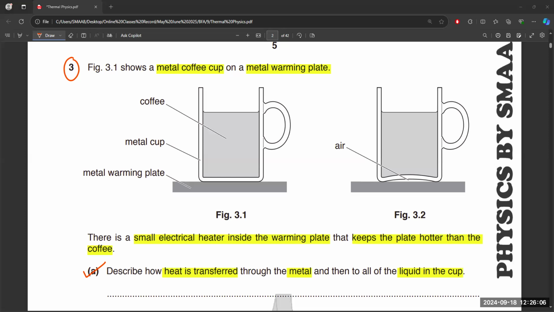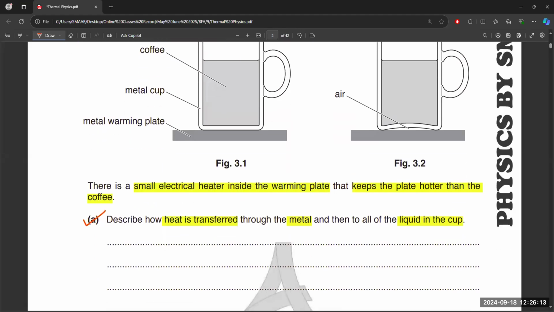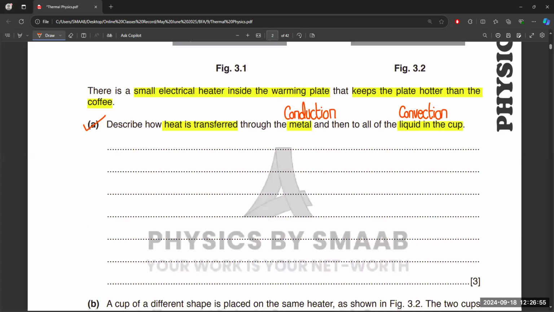So basically, it is very much clear. We all know that in a liquid, heat can only be transferred with the help of convection. And when we are talking about metal, metal is a solid. So which process helps you to transfer thermal energy through metals? Conduction. So first of all, the transfer of heat takes place by conduction, and then convection takes place to transfer the heat from the metal throughout the liquid. So now you need to describe for the complete 3 marks.